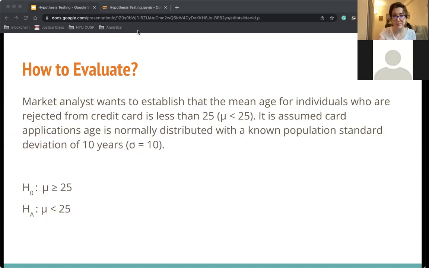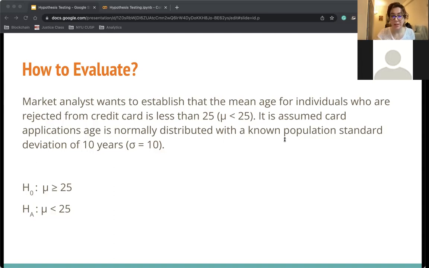So let's go through an example of how we would evaluate this. Let's say you're a market analyst and you want to establish that the mean age for individuals who are rejected from a credit card application is less than 25. It is assumed that the card application age is normally distributed with a known population standard deviation of 10 years. So let's take a random sample of applicants that produced an average age of 25.